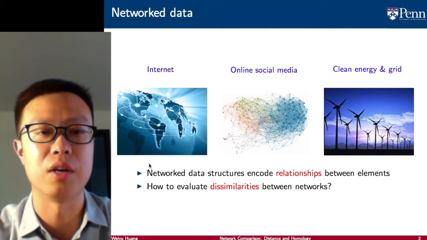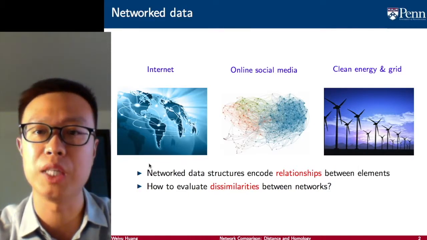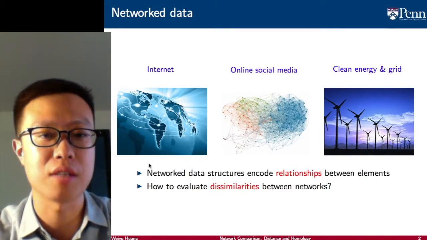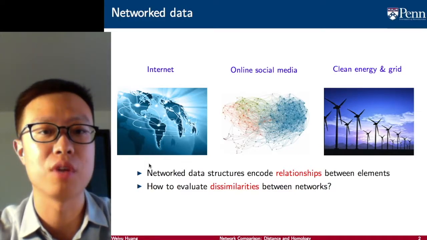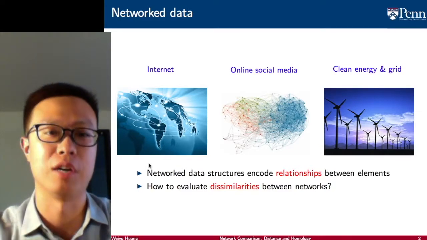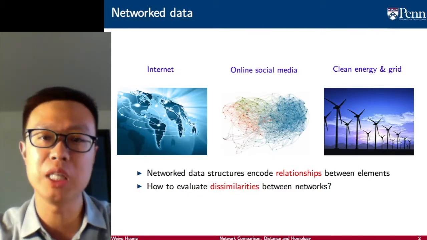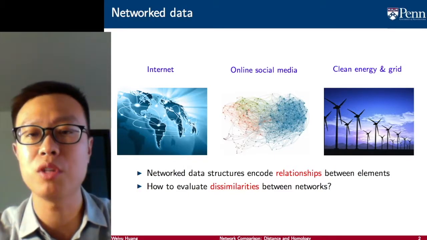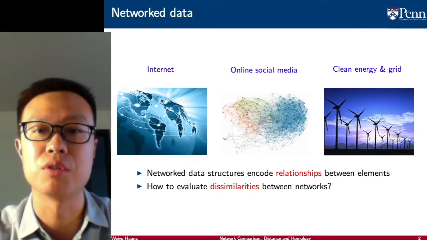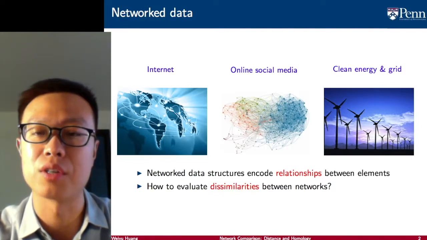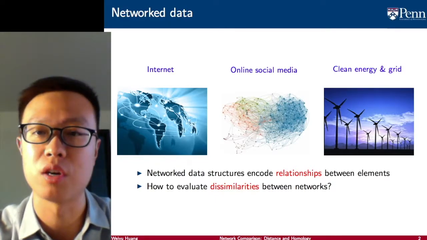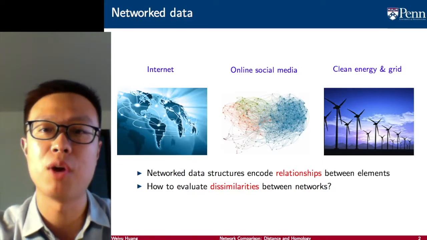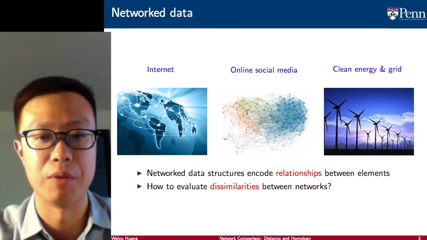Examples of network data include internet, online social media, and grid analytics. In internet, each node represents a site, and the connection between two sites represents the existence of hyperlink between them. In online social media, each node represents a user, and the existence of a connection between them represents that these two users may be friends. In grid analytics, each node represents an energy producer or energy consumer, and the connection means there is an energy transmission from the energy producer to energy consumer.